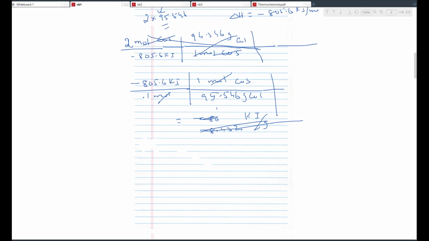Kilojoules per mole. 1 mole is equal to this many gram. Hold on, I'm writing. 95.546. What you had was right. This 3 to 5.6, no, wait a minute, I'm just looking for something. Divided by 95.546. Now I'm getting 5.8.